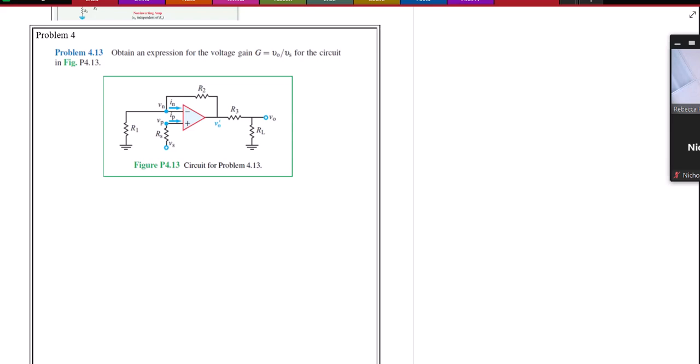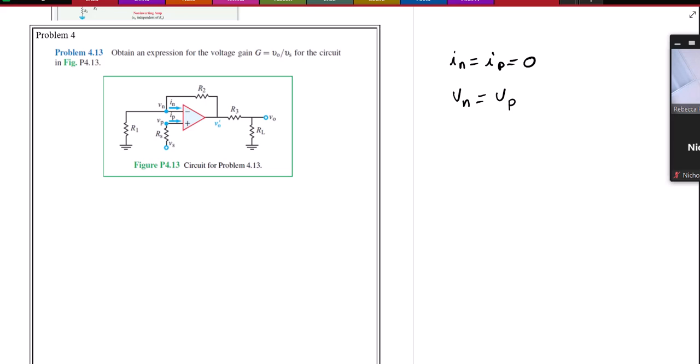So I'm going to write down what we know about ideal op amps. We know that IN equals IP equals 0. We also know that VN equals VP. And that's what we know. We know some other stuff about the inside of the op amp, but that's not going to help us figure out the voltage gain.